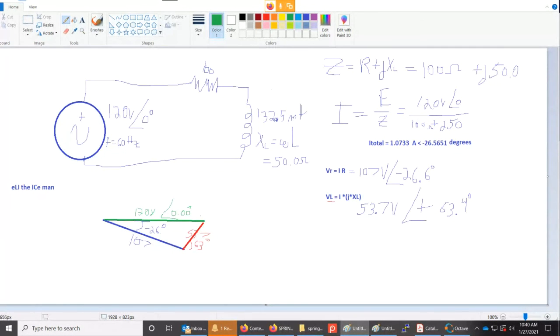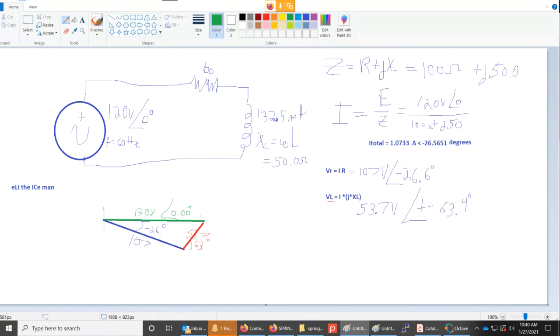And then we have the voltage across the inductor going up with a magnitude of 53.7, but at an angle of positive 63 degrees, or 63.4 degrees.